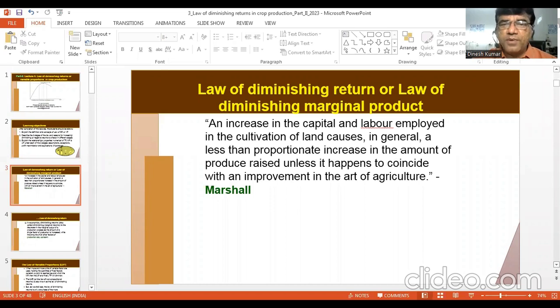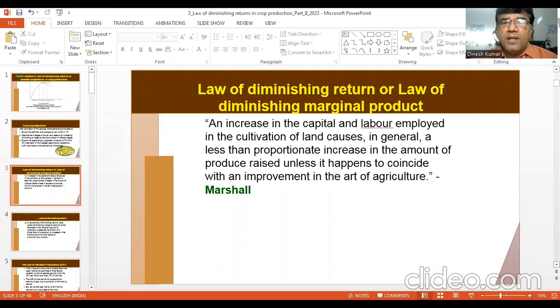Marshall, a famous economist, defined it as an increase in the capital and labor employed in the cultivation of land causes, in general, a less than proportionate increase in the amount of produce raised unless it happens to coincide with an improvement in the art of agriculture or technology. So Marshall has been quite a famous economist, and he is in the category of classical economists. So he says as you increase the input, as you keep most of the factors fixed and only one factor variable, then every time the increase or change in total product will be less, less, and less. So this is how he defined law of diminishing return.